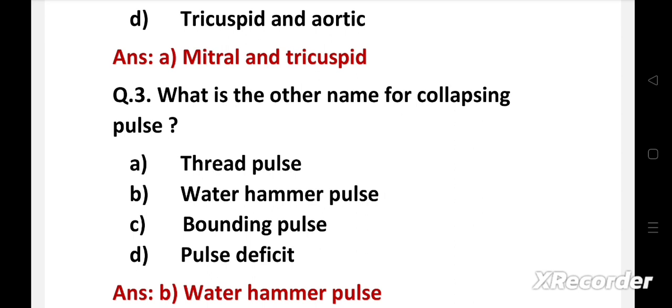Water hammer pulse is used to describe a pulse that is characterized by a very rapid upstroke of the peripheral pulse followed by rapid collapse. It is seen in aortic regurgitation.